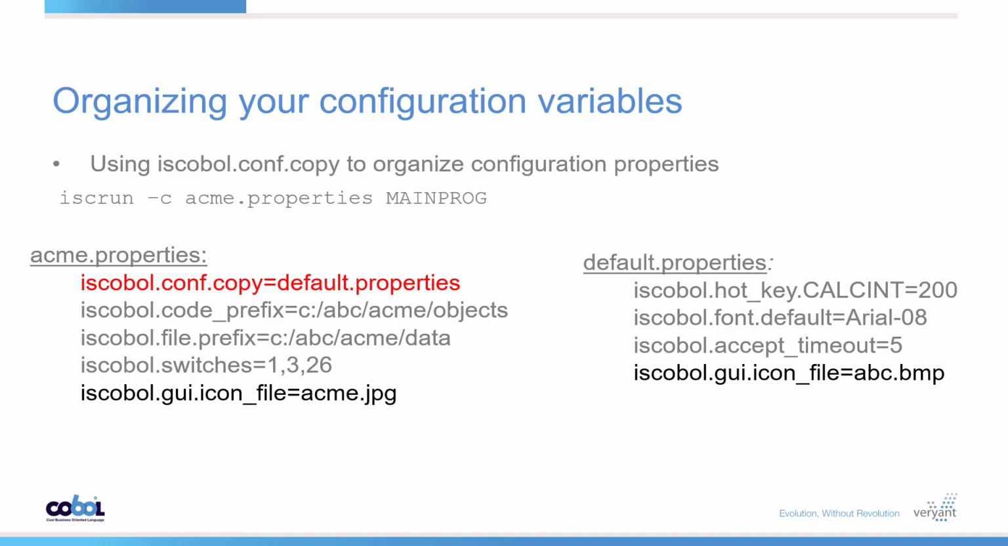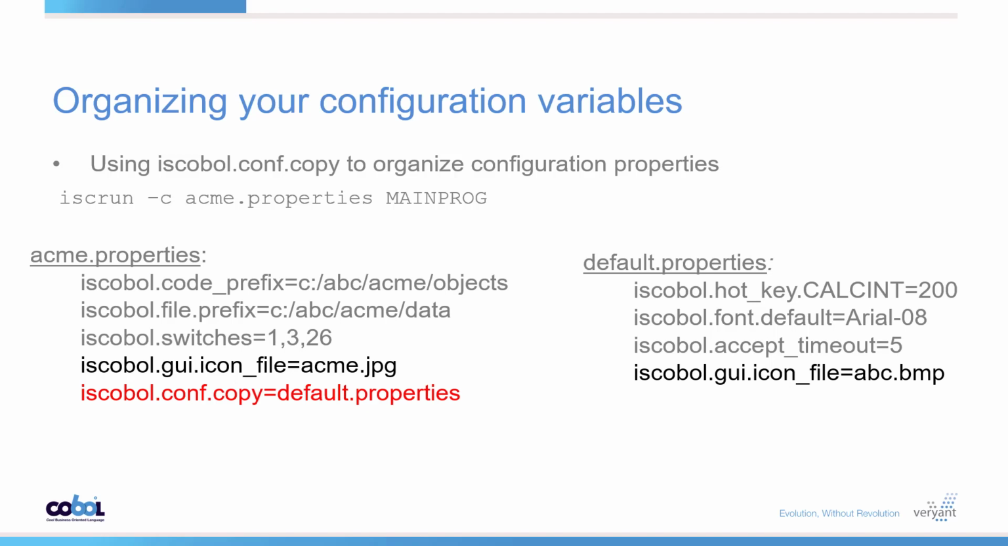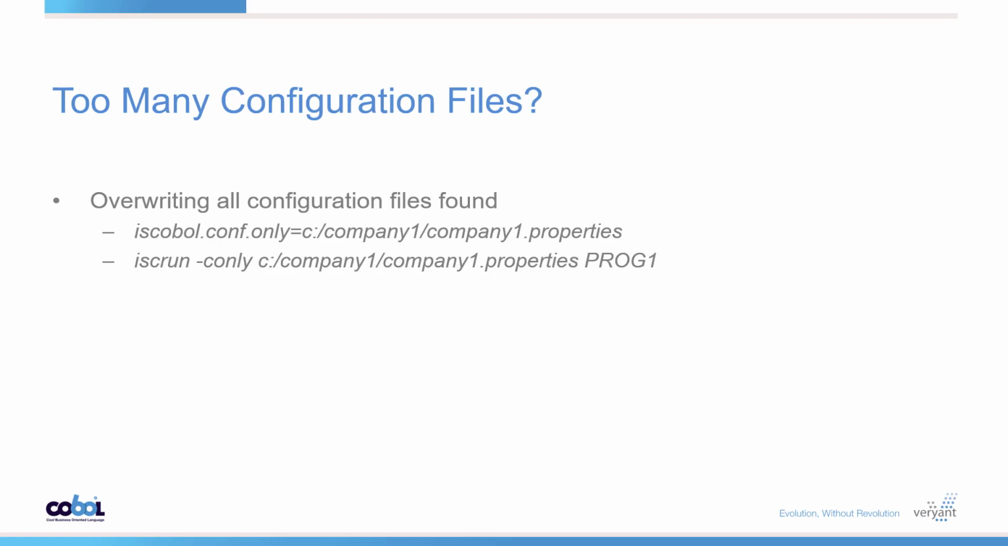In the case that you see on the screen, default properties will be set, and at that point the icon file will be abc.bitmap. And then later on it's reset to acme.jpg, so that's the one that the runtime will use. If you change the order of iscobol.conf.copy and the GUI icon file, then it's the other way around. The runtime will find acme.jpg and then it will reset it when it finds the abc.bitmap, and that's the one that it will use.